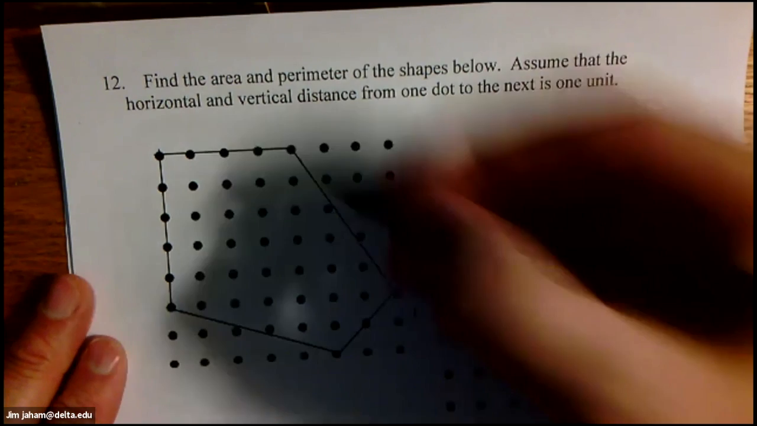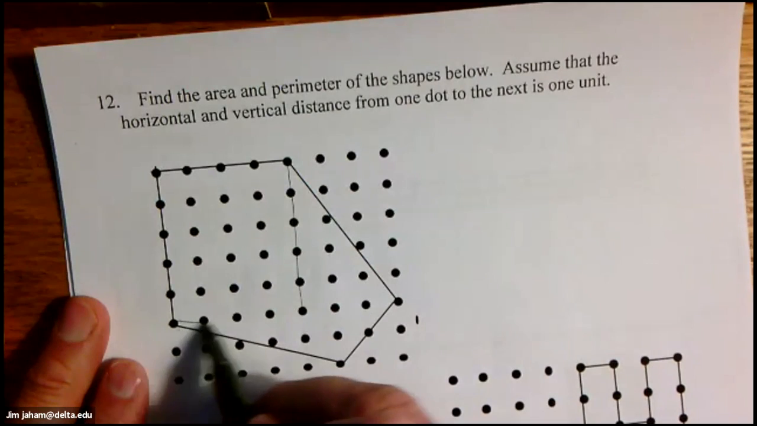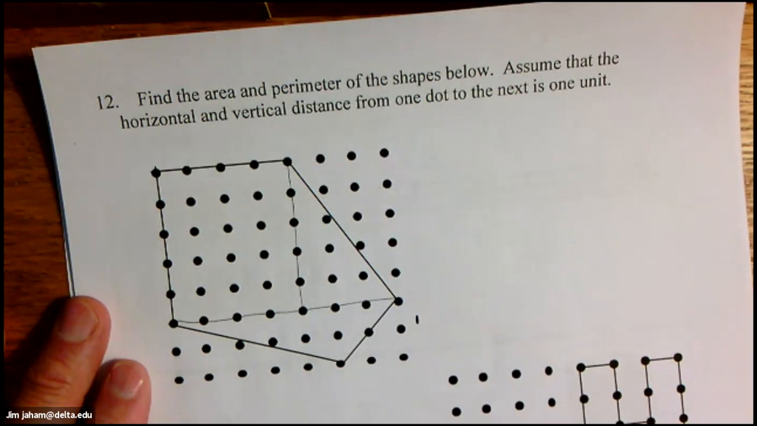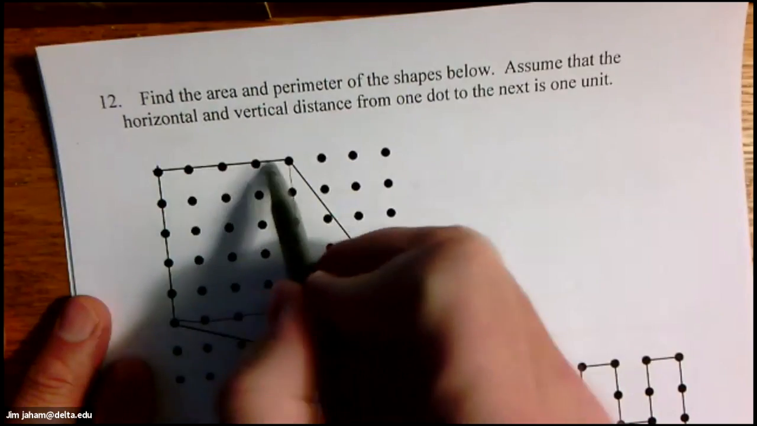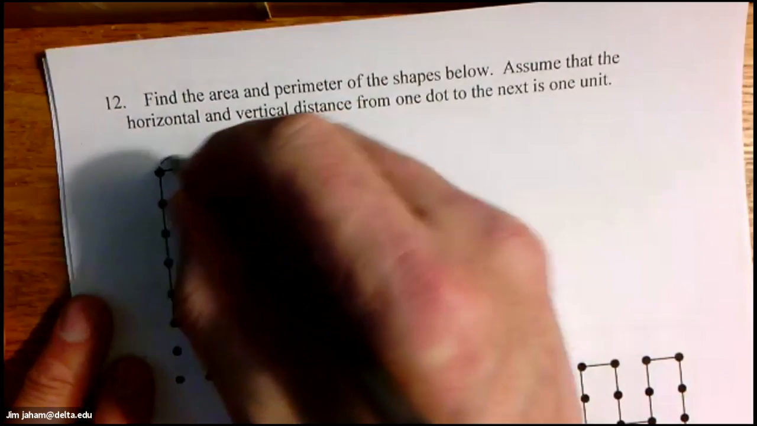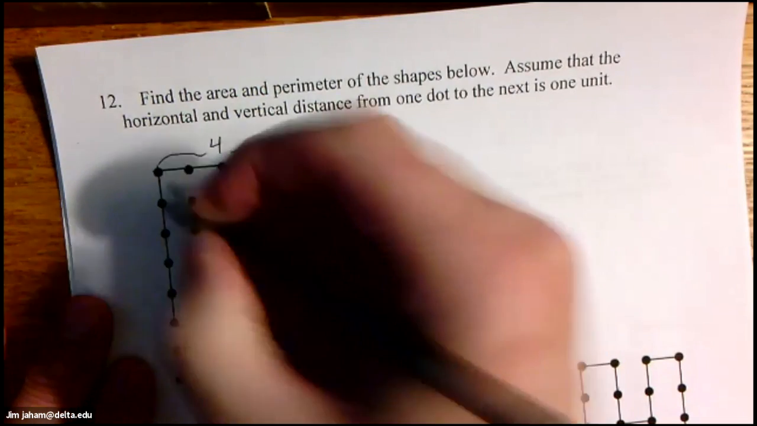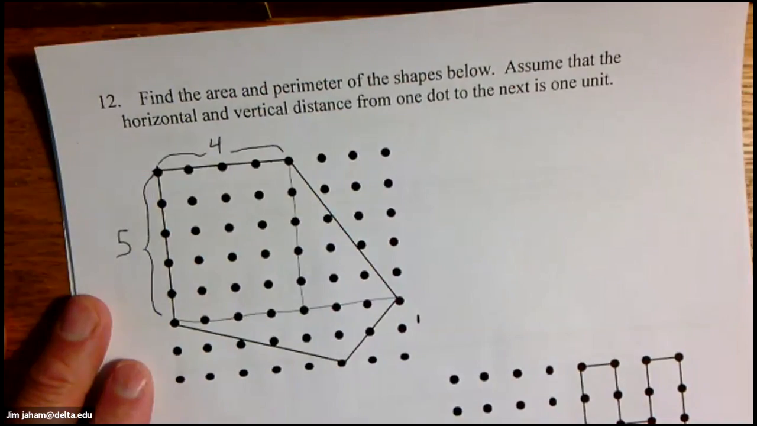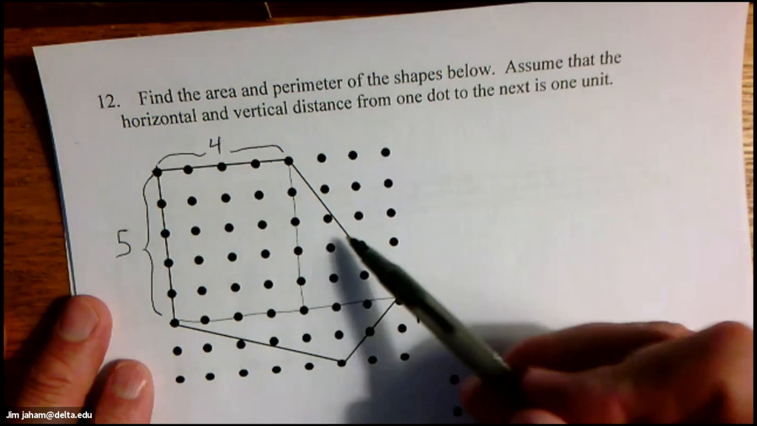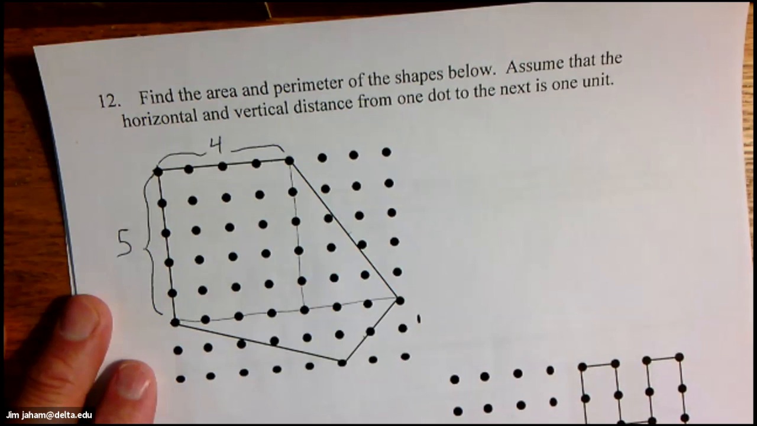All right, so we want the perimeter here and the area. So if I just go around, this is 1, 2, 3, 4. 1, 2, 3, 4, 5. These other 3 lengths we have to figure out using the Pythagorean theorem.